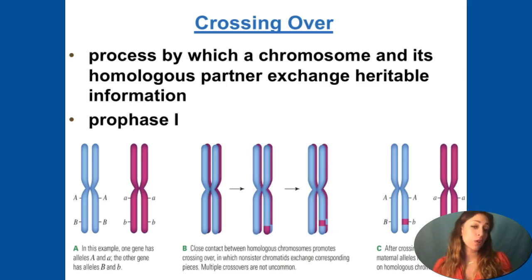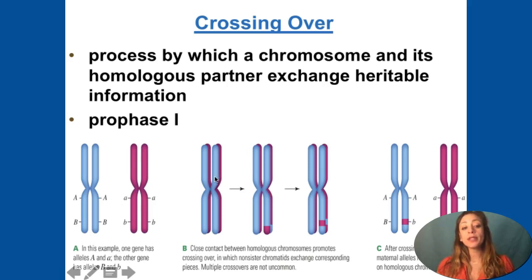So remember, we talked about crossing over, and it occurs in prophase 1 of meiosis 1. It is a process by which a chromosome and its homologous partner exchange heritable information at the tips of their chromosomes or somewhere close to it. So for example, right here, we have these 2 different homologous chromosomes. Here, this would be chromosome 1 from mom, and this would be chromosome 1 from dad, but remember they got replicated during the S phase of interphase.